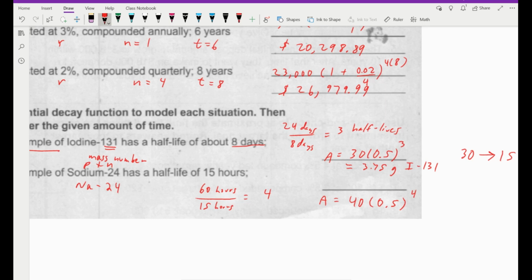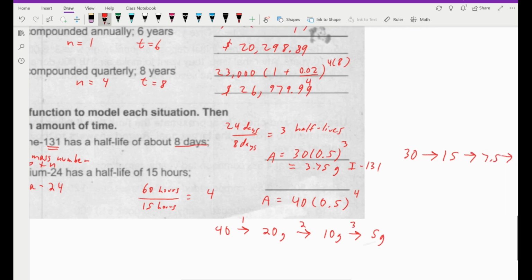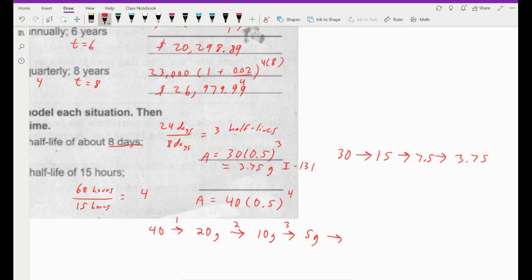Now we could do this in a calculator, but we could also do this by hand. Let's see, 40. The first half-life will give us 20 grams left. The second half-life will give us 10 grams. The third half-life will give us 5 grams. And let's do one more now. After the fourth half-life, it would be half of 5, which is 2.5 grams. So we know the answer here would be 2.5 grams.